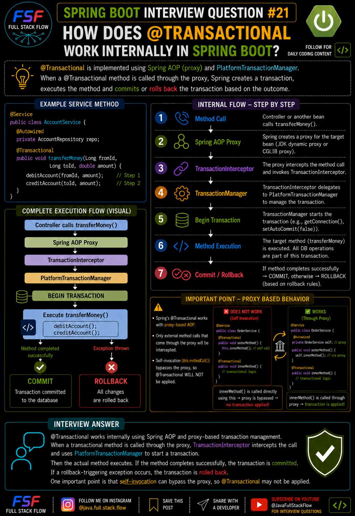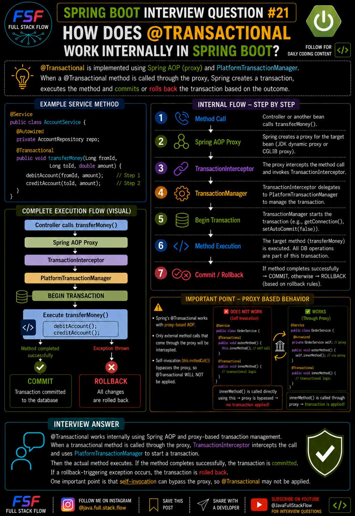Next, we reach step number 7, commit or rollback. There are two possibilities. If the method completes successfully, Spring commits the transaction. That means the database changes are permanently saved. But if a rollback-triggering exception occurs, Spring rolls back the transaction. That means the changes made within the transaction are undone according to the transaction and database behavior.